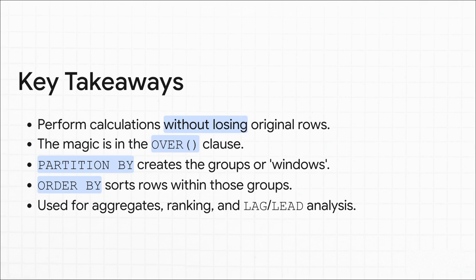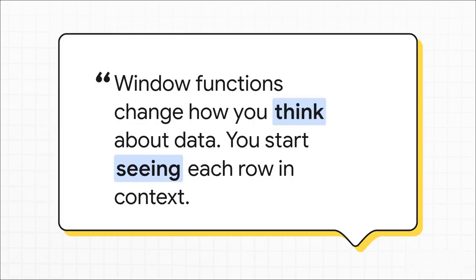And we can use them for everything from simple sums to complex ranking to amazing period over period analysis with lag and lead. And this, really, is the most important idea of all. Window functions actually change how you think. You stop looking at your data as just a flat list of rows. You start to see every single row in its proper context, in relation to its group, its category, its previous time period. And when you can see those relationships, you can answer incredibly complex questions with surprisingly simple, clean code.